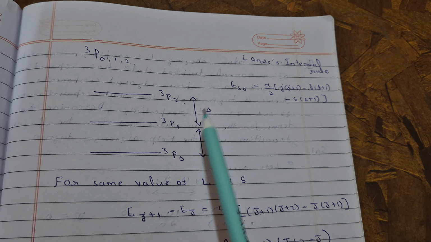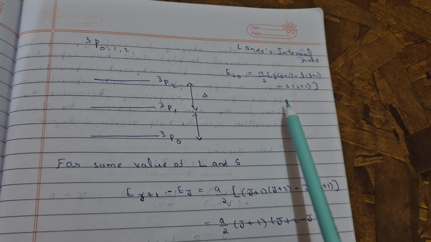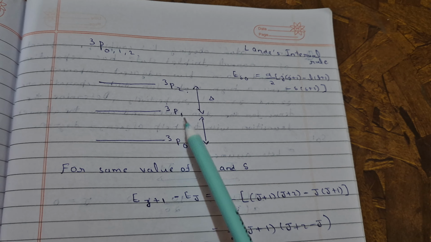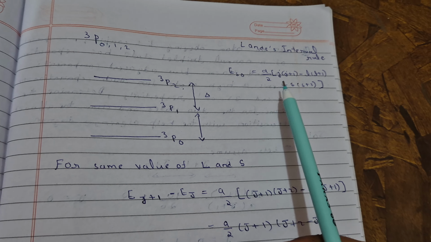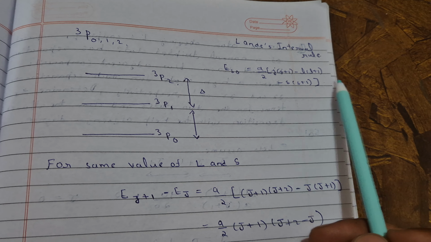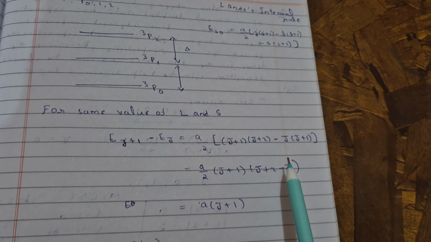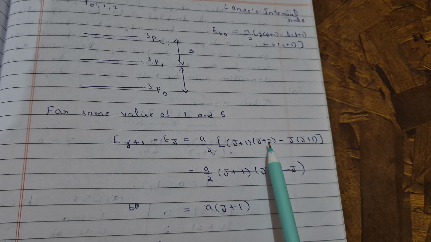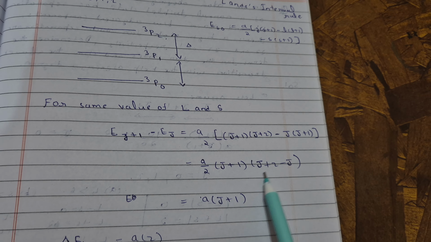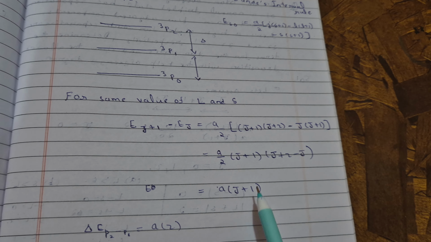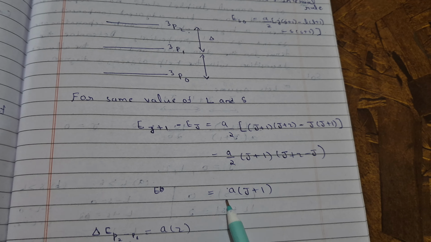So let's say this is your J plus 1 and this is your J, so E(J+1) minus E(J) means the difference between two consecutive J values. Just substitute the values; L and S remain the same, so they cancel out. It will be a by 2 times [(J+1)(J+2) minus J(J+1)]. Take J plus 1 common, it gives J plus 2 minus J, so J cancels out and you get 2, and the 2 cancels the denominator. So the difference between two consecutive levels is simply a(J+1), where J plus 1 is the higher one.